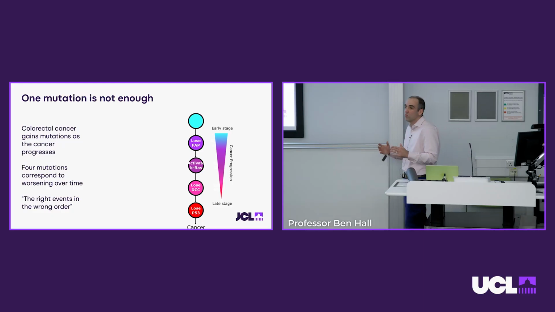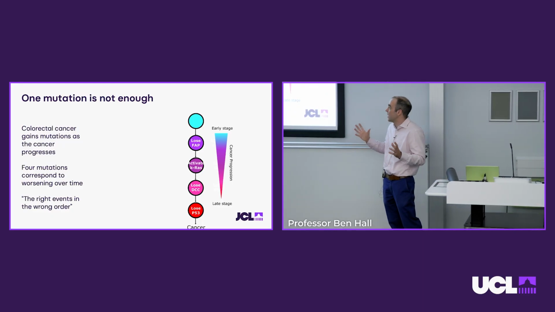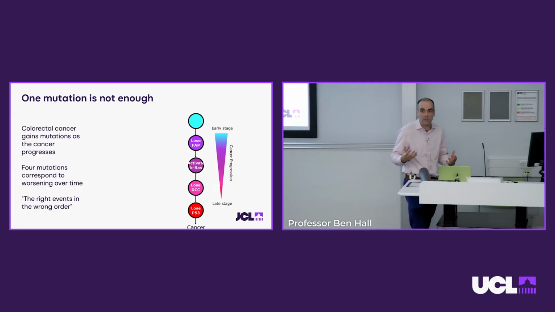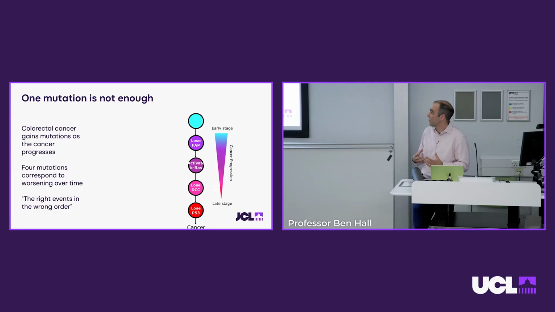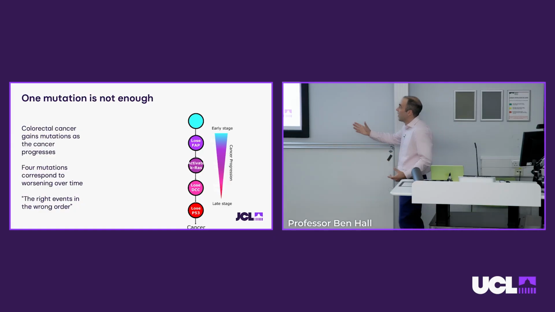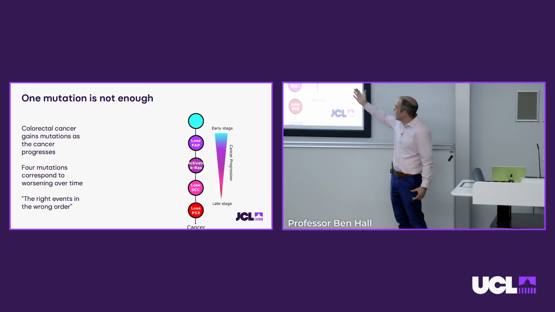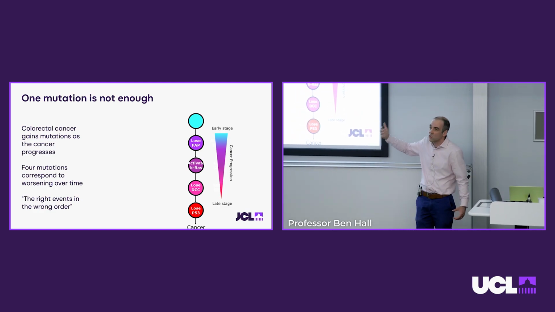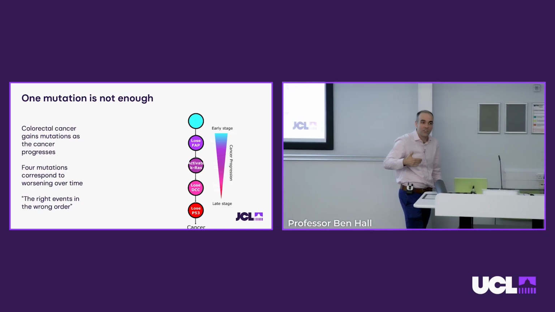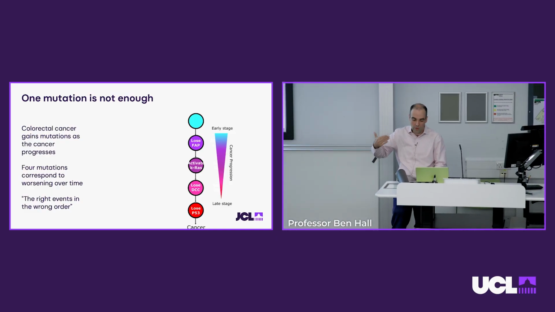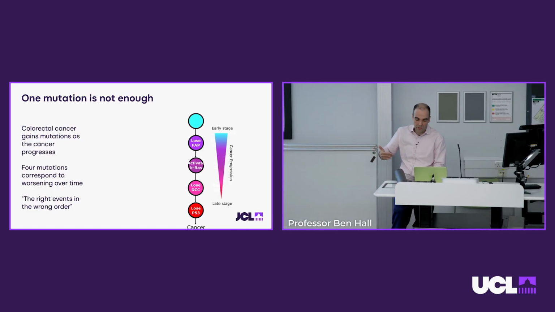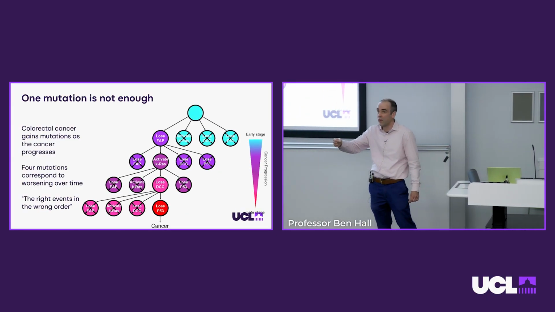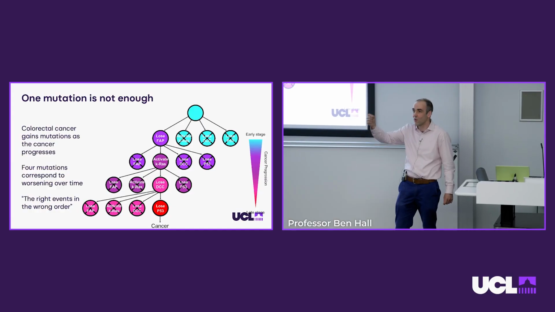Moreover, one mutation is extremely rarely enough to initiate a cancer. Colorectal cancer is a very well understood system. The Vogelstein model has existed for ages, and it argues that the cancer progresses as mutations in these genes are accumulated. And these 4 mutations can be considered to correspond to a worsening of the state over time, a progression of the cancer. However, slightly more recent data suggested actually it's not just these 4 mutations you have to have, these 4 wrong mutations that drive you to cancer.